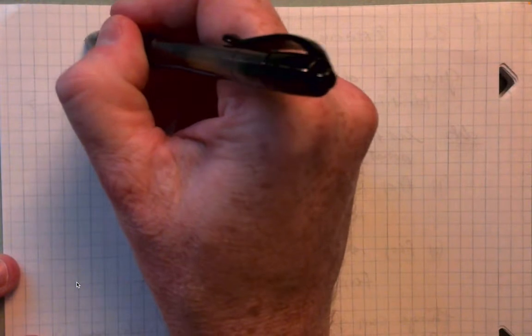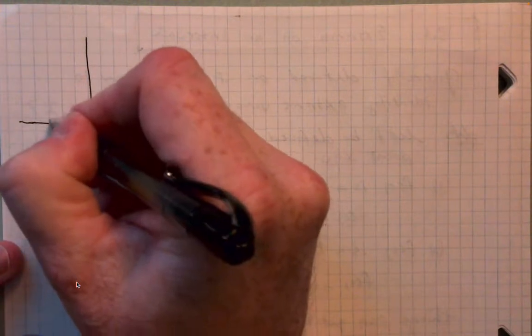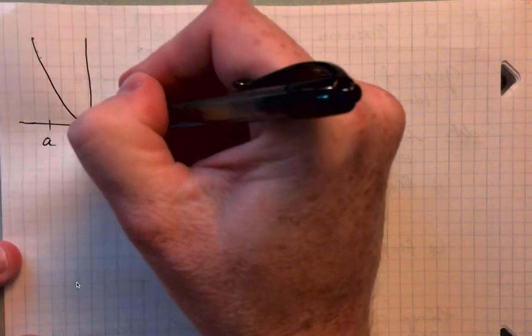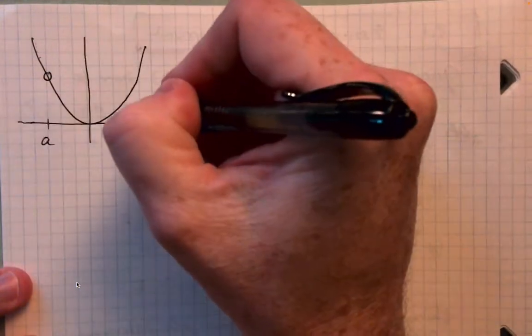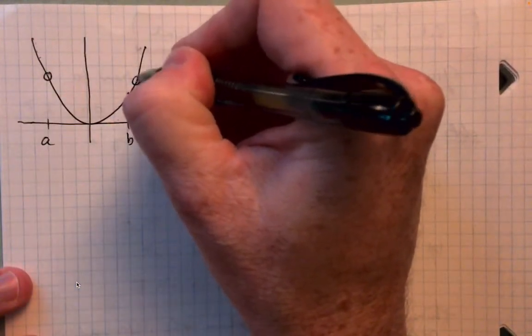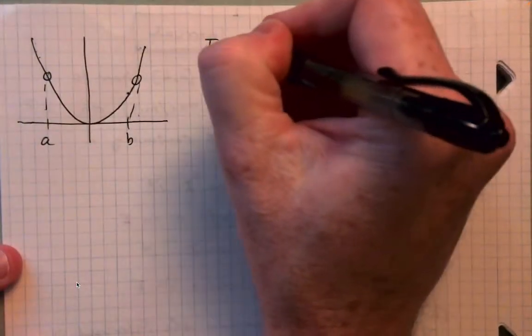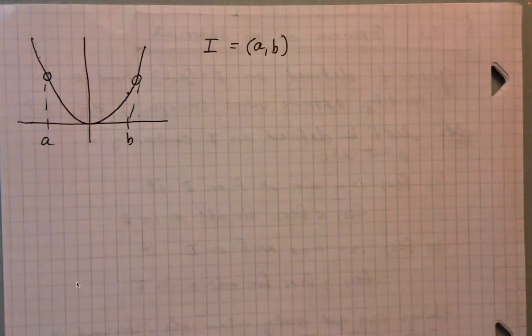So let's consider another picture here. We'll just take our x squared function again, and let's say we've got a and b like this, and the function kind of comes down and does one of these. Here we're going to take the interval I to be equal to the open interval a to b. All that means is that the endpoints a and b are not contained in the interval. They're not included in the interval.